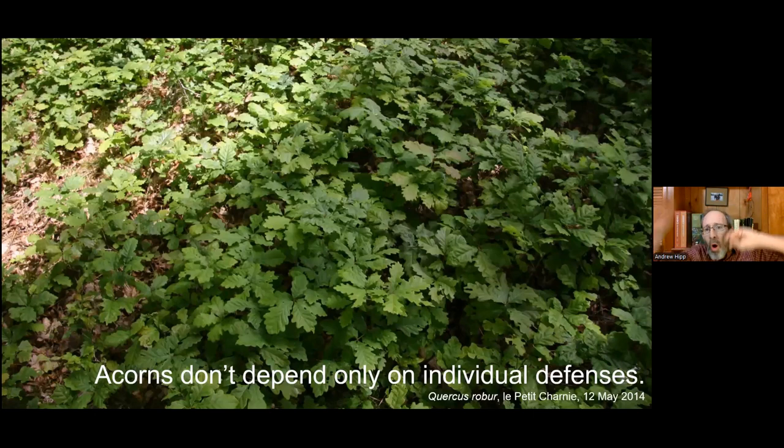Okay, so those are all individual interactions between acorns and seed dispersers and potential herbivores. But acorns don't depend just on individual defenses. Every few years, they mass, they produce tons and tons of acorns. And in those years, you find lots of seedlings because they've saturated the markets. They've given the acorn eaters more than they can possibly eat. This is a photo of Quercus robur in northern France, the densest stand of oak seedlings I've ever seen. It was like a lawn of oaks.